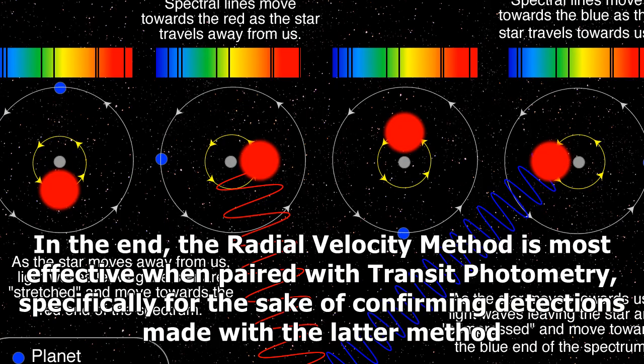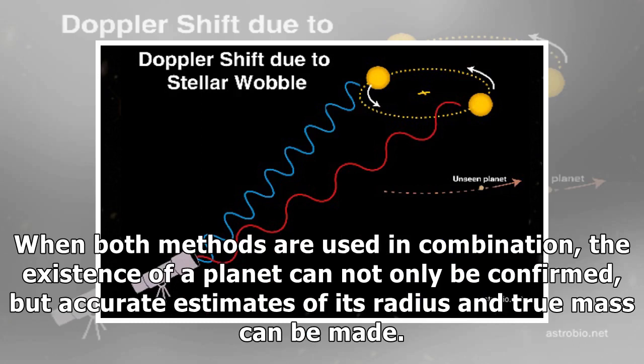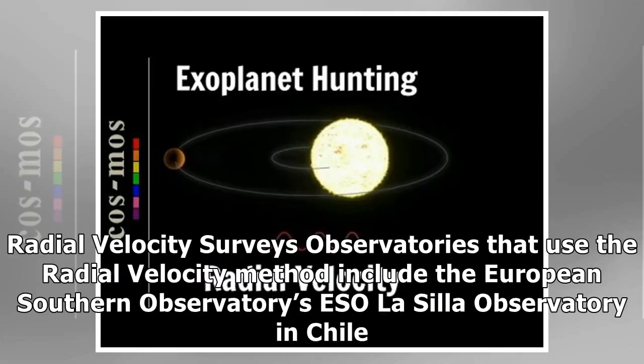In the end, the radial velocity method is most effective when paired with transit photometry, specifically for the sake of confirming detections made with the latter method. When both methods are used in combination, the existence of a planet can not only be confirmed, but accurate estimates of its radius and true mass can be made.